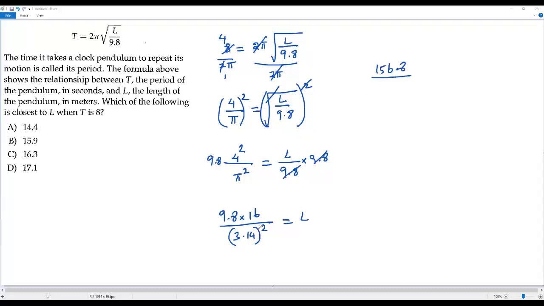I'll be getting 156.8. And the square of 3.14 is 9.8596, equals L. Using a calculator, we can simplify this further. Then we get approximately 15.9 as the value of L. So the correct answer choice for this question is option B.